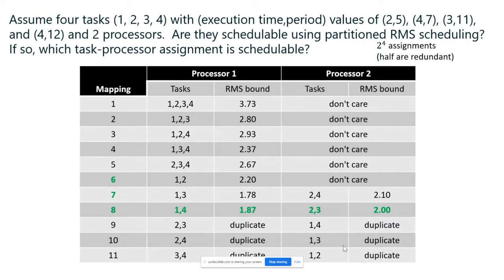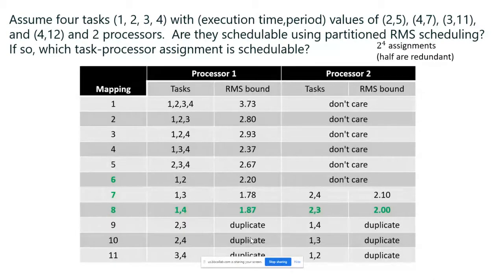And then 2 and 3 on processor 1 is a redundant duplicate, because I had previously looked at putting 1 and 4. Actually, 2 and 3 on processor 1 is really just the one that I already evaluated, except it was on processor 2. So that's a duplicate. Likewise, 2 and 4 was the same as number 7, just switching the processor. So that shows that there are eight possibilities.